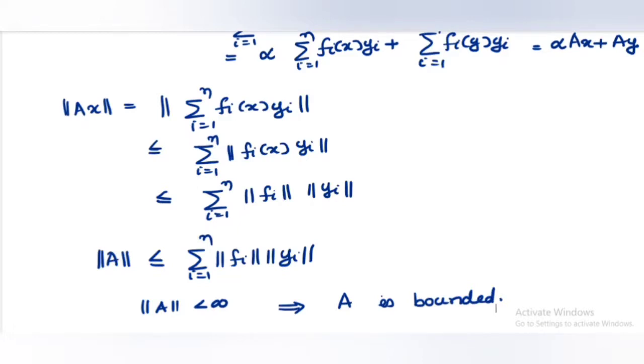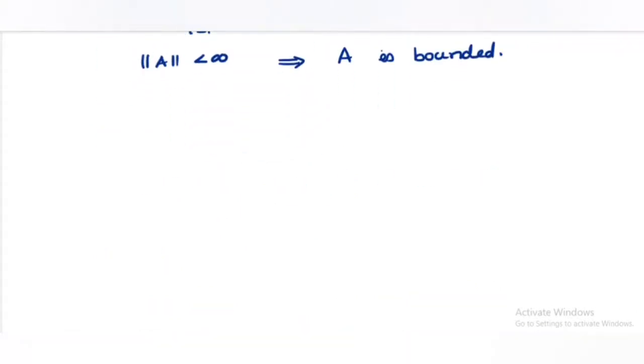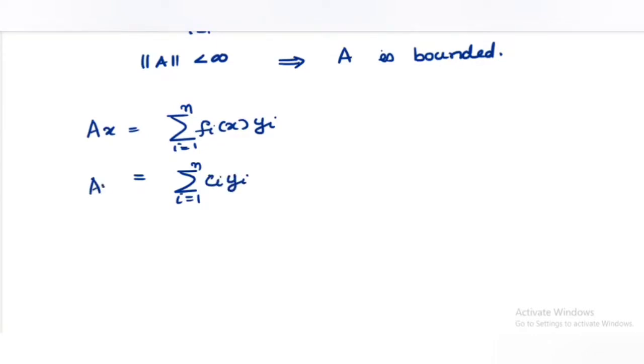Now we have to prove A is of finite rank. Okay. So we have Ax is equal to sigma i equal to 1 to n fi of x yi. As I told earlier, this is actually equal to sigma i equal to 1 to n some ci or ki, okay, ci yi. Therefore, Ax, if you take any element in the image set, Ax is a linear combination of a finite number of elements. Okay, all these are linear combinations of finite number of elements.